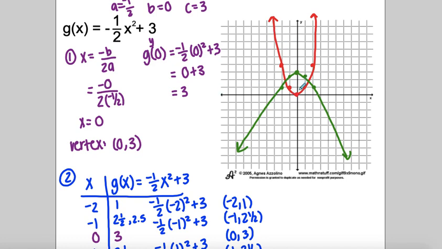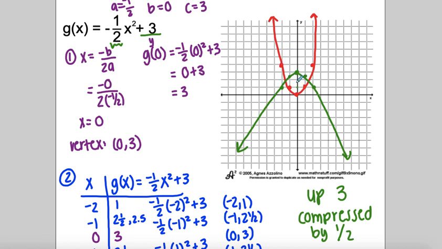So first thing I notice is from these vertices, I went up 3, which again I would get from my C value. And then for my A value, since I have a fraction here, it's going to be a compression. Again, that's because my smaller number is over a bigger number, so it's between 0 and 1. So I know I'm compressed by 1/2. And we can see that in the picture. My green graph is wider than my red graph.